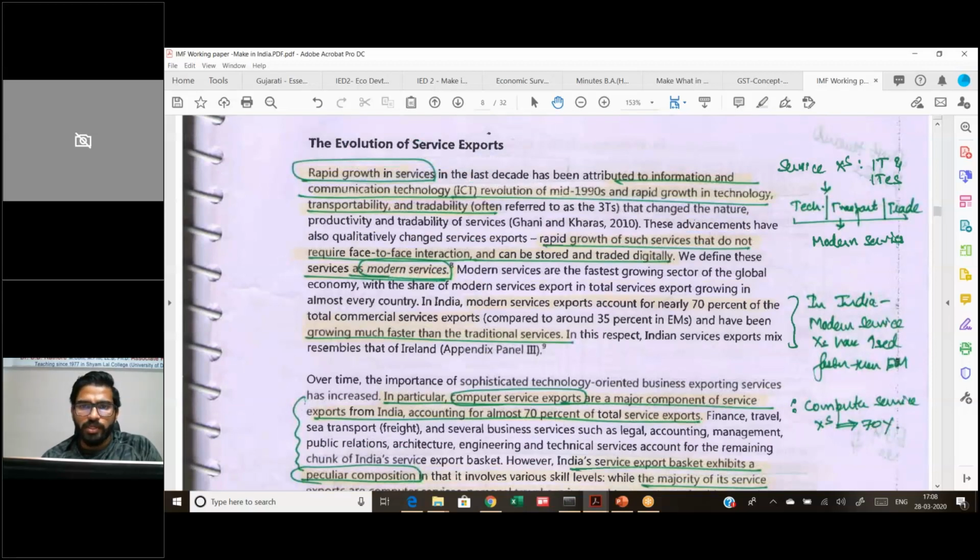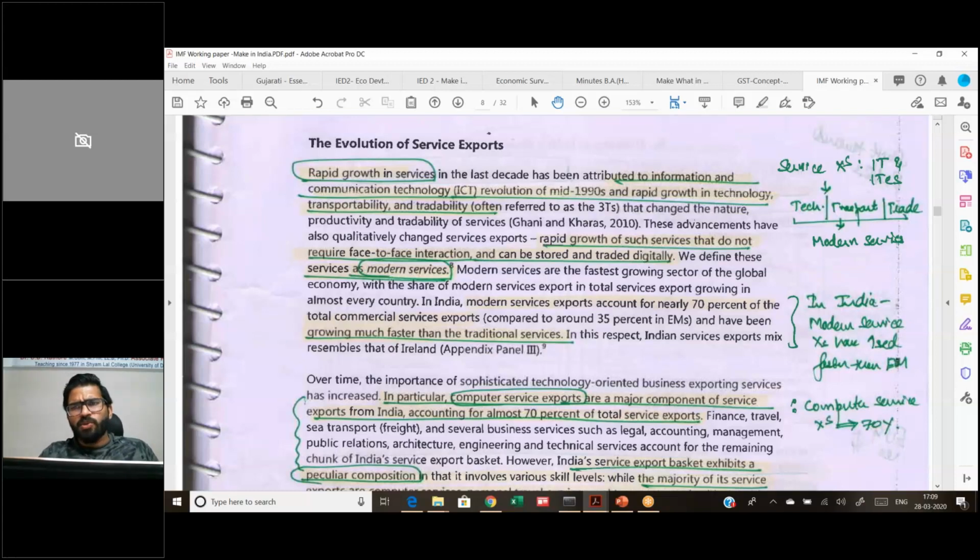As I've told you, while in manufacturing we were lagging behind because we are still exporting more of low technological exports, when we talk about service exports, perhaps our performance is much better, and as a share, as I've told you, 30% of our total exports is from the service sector, which actually mimics something of an advanced economy.